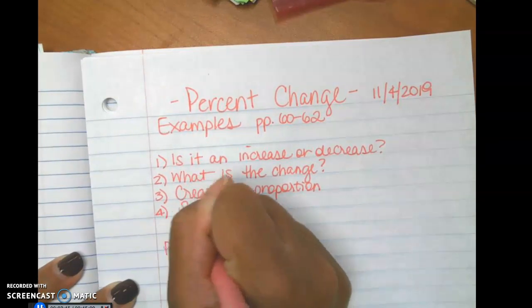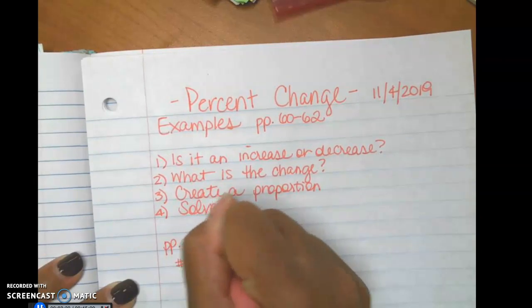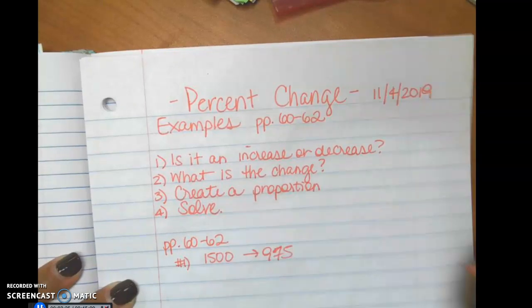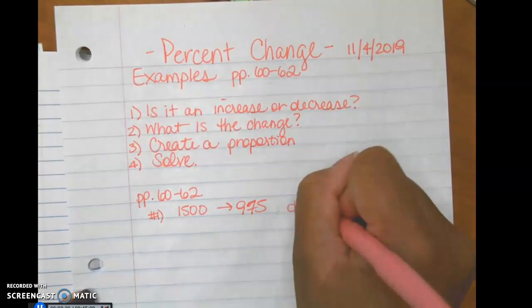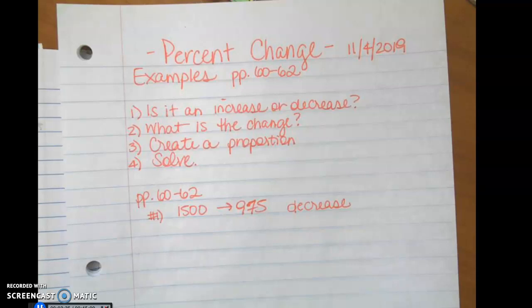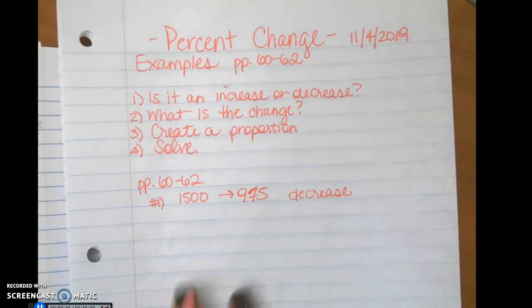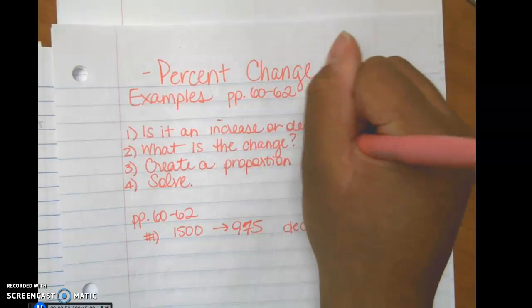Page 60 to 62, number 1. If I start at 1,500 and I go to 975, is that an increase or a decrease? Decrease. It's going down. Okay? What is the change? By how much money did it go down? How do I find that out? How do I get from 1,500 to 975? Subtract.